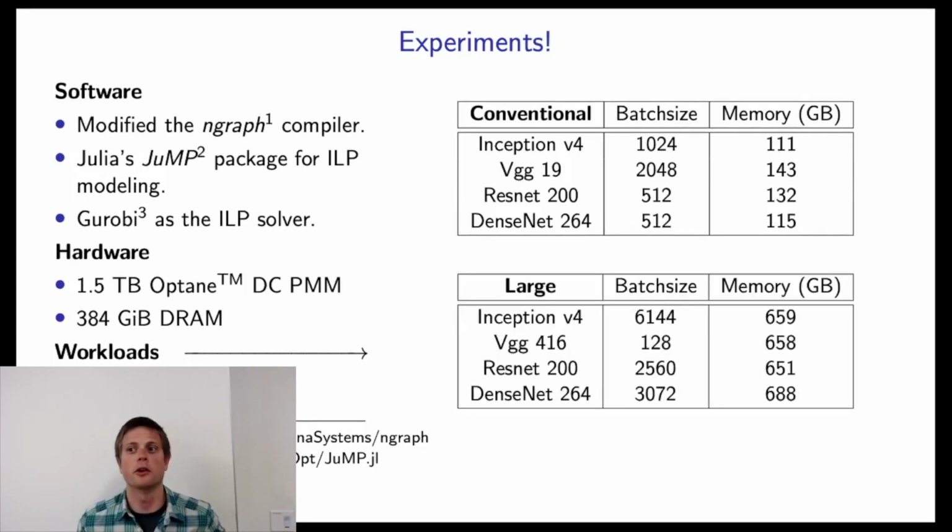Our second class of workloads consists of the same neural networks, but either deepened, as is the case of VGG 416, or with a larger batch size to get the memory footprint over 650 gigabytes. Now, this means that the model can no longer be trained on a single one of our test systems using only DRAM and must use persistent memory as well. And this lets us compare the performance of AutoTM against Intel's caching mechanism.